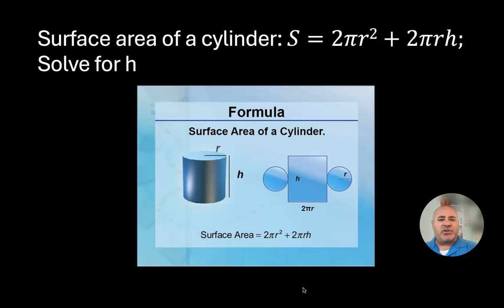Now, in this case, the question was, if the surface area of a cylinder is S equals 2 pi r squared plus 2 pi r h, solve for h. And I thought it was interesting. There was a great question, and that was, does this semicolon, is it part of the problem? And in this case, it's not. It just separates the equation from what it's asking you to do.